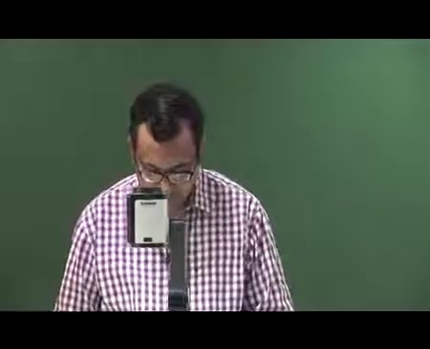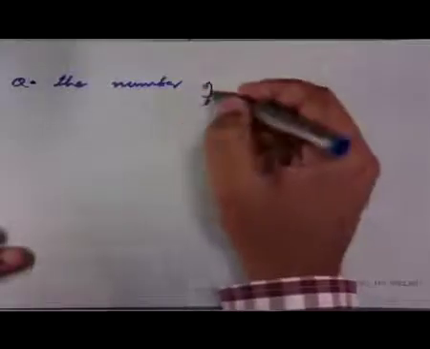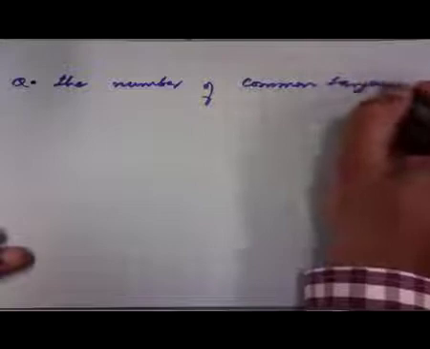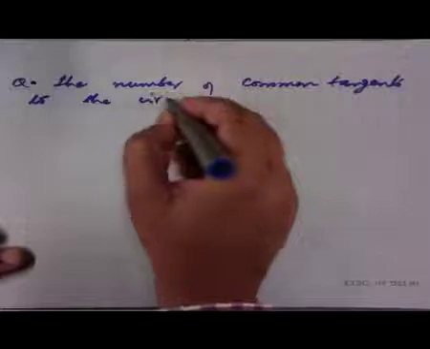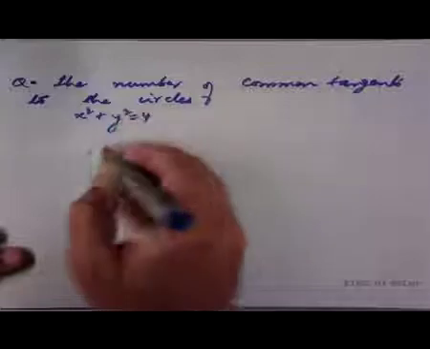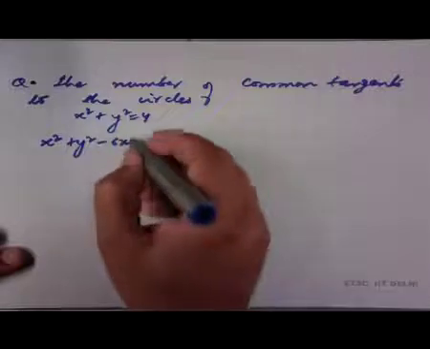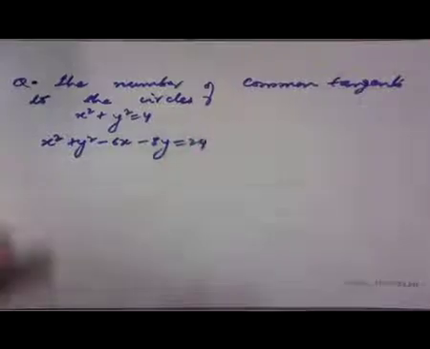So, let us solve some problems to get used to finding equations of common tangents. In this question we are asked to find the number of common tangents to the circles x square plus y square equal to 4, and the other circle x square plus y square minus 6x minus 8y equal to 24.